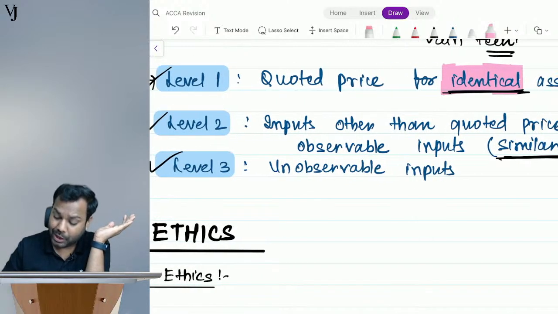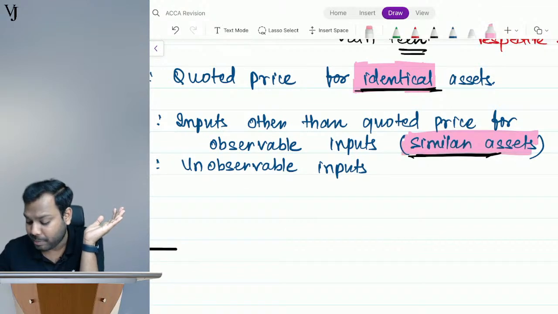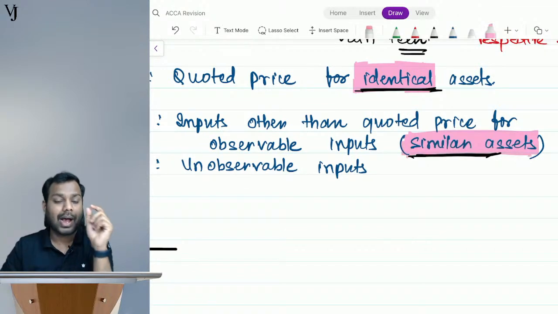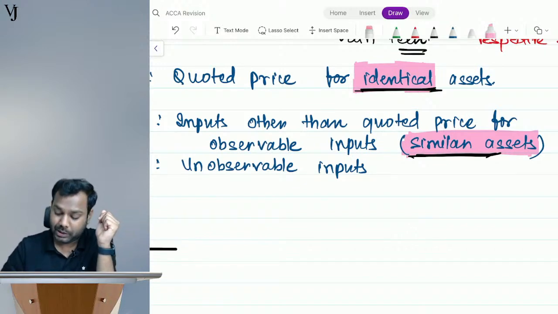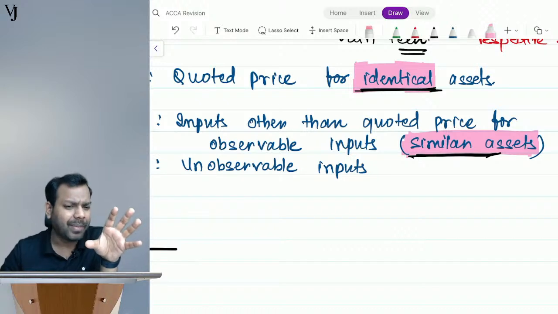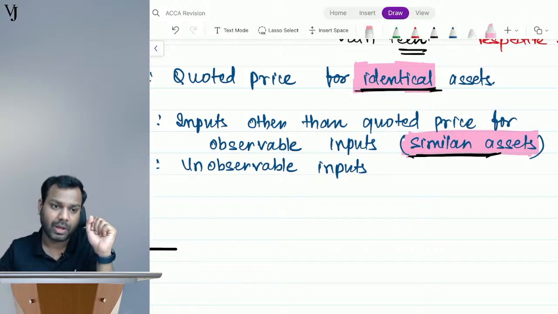But for level 2, I say quoted price of similar assets. There is a difference between identical and similar. Identical means exactly the same. Similar means not exactly the same, but somewhat the same. Crypto will be level 1. Yes, Arun, crypto will be level 1.